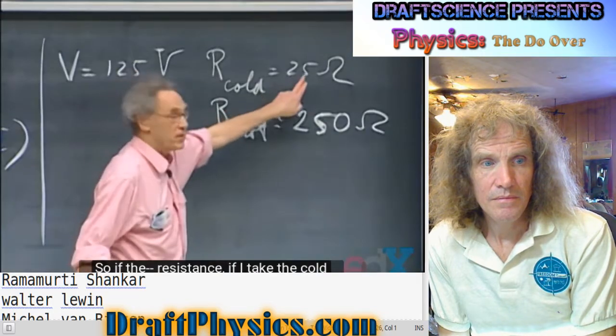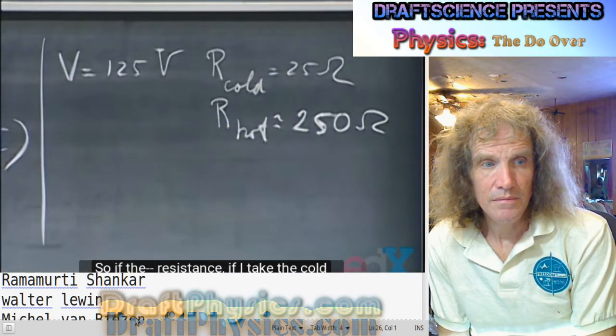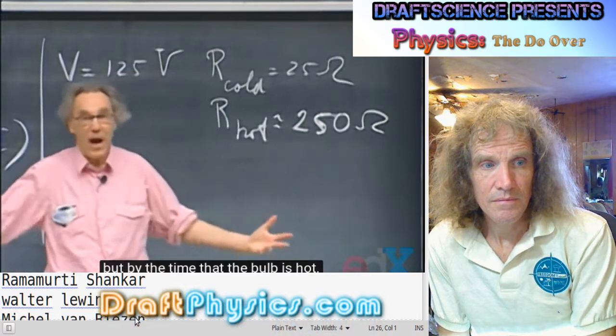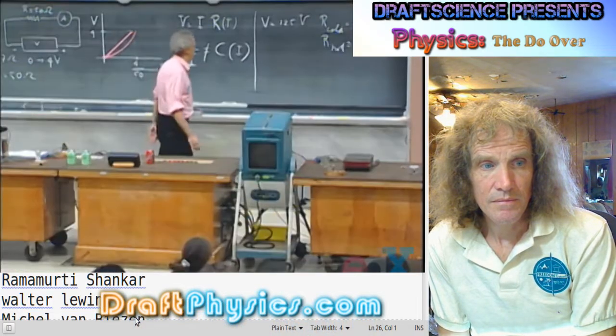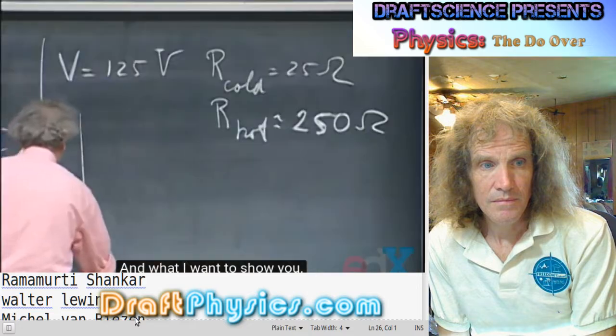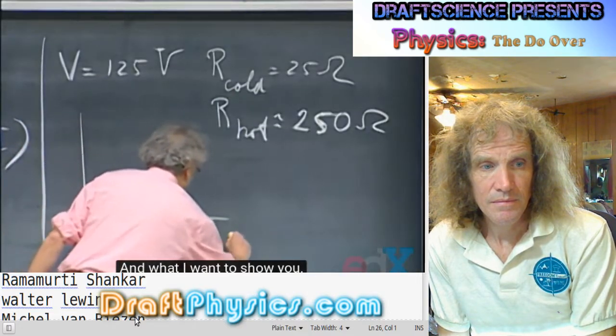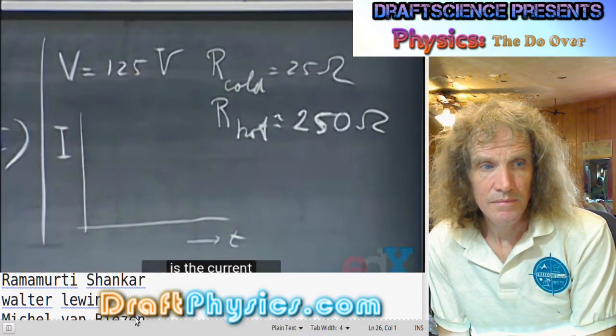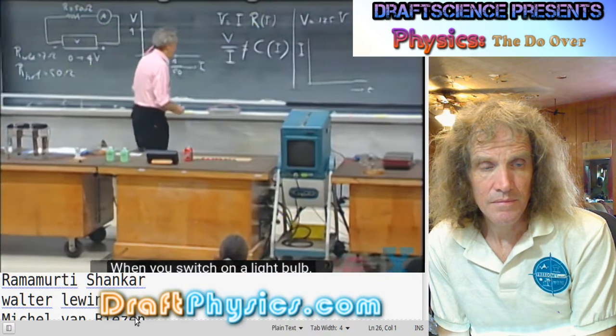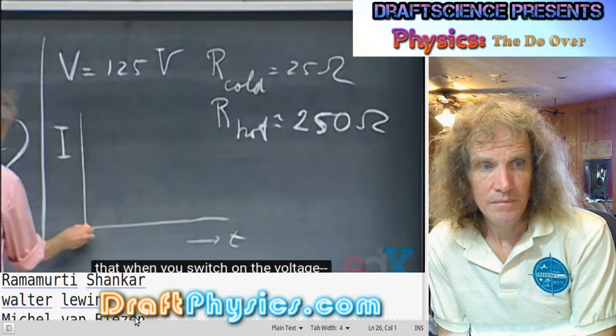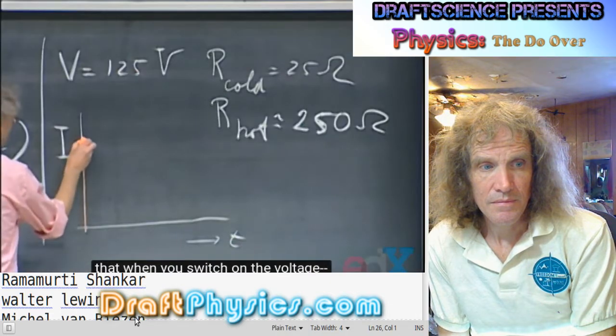If I take the cold resistance, I would get 5 amperes, but by the time the bulb is hot, I would only get half an ampere. It's a huge difference. And what I want to show you, again with the oscilloscope, is the current as a function of time. When you switch on a light bulb, you would expect, if Ohm's law holds, that when you switch on the voltage, you see this.